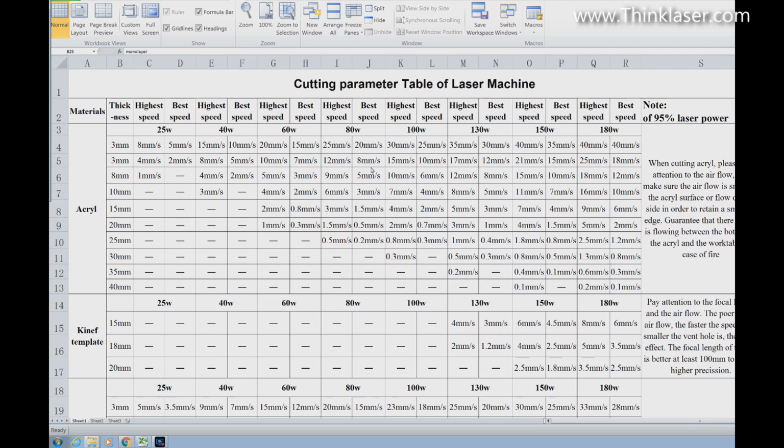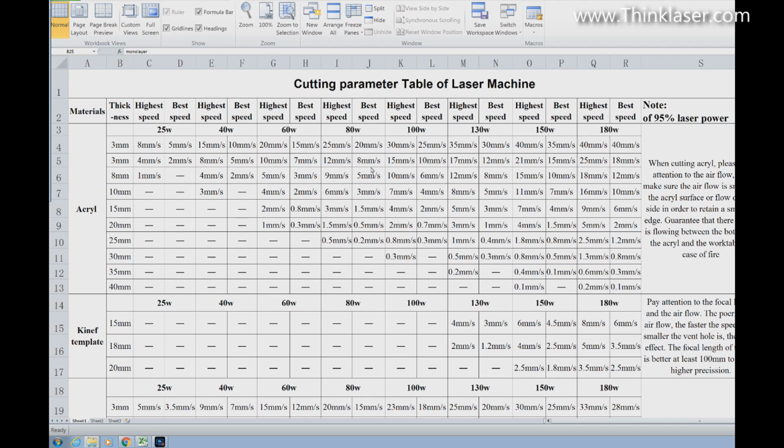First of all, this table is in the process of being revised. Hopefully by the time you get your machine, this table will have been completely revised and a bit more sense put into it, because I've already pointed out a lot of problems to Thinklaser. First of all, when we look down the thicknesses there, 3mm, 3mm, hang on, shouldn't that be 5mm or 6mm or maybe 4mm? But it's certainly not 3mm. We've already pointed out the 95% laser power problem.